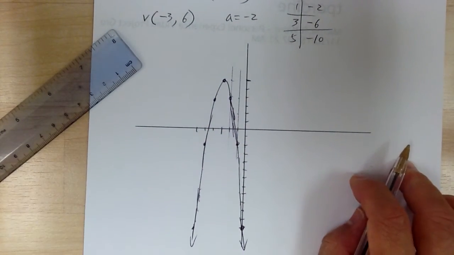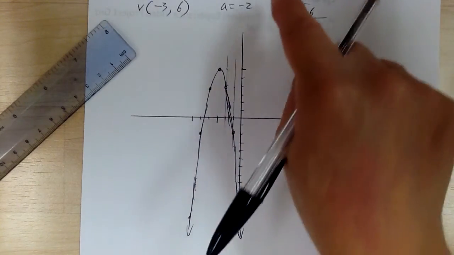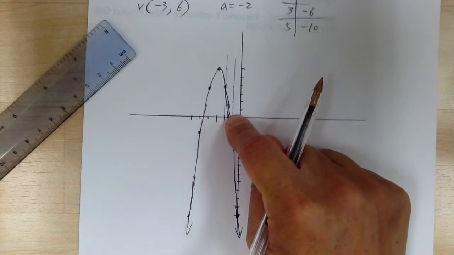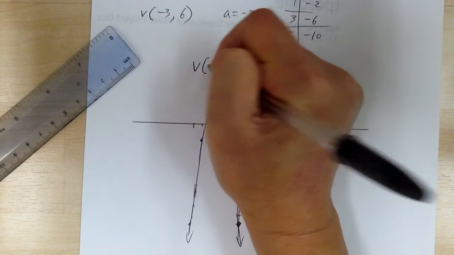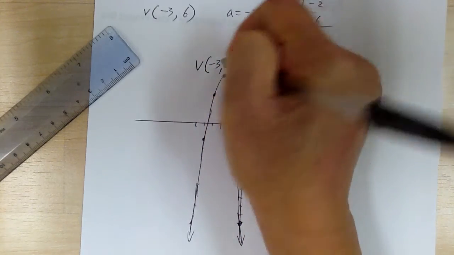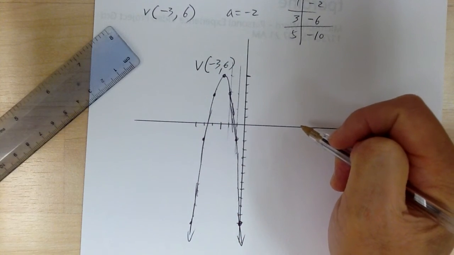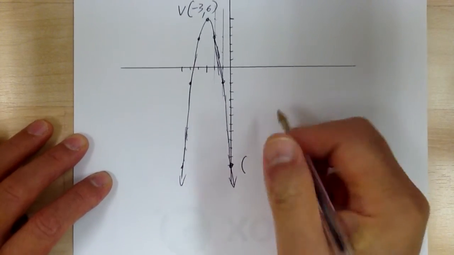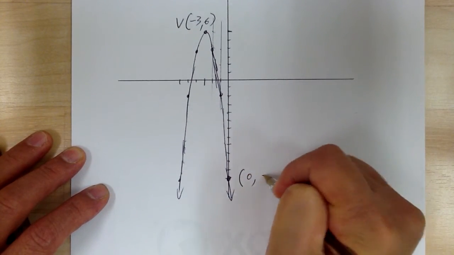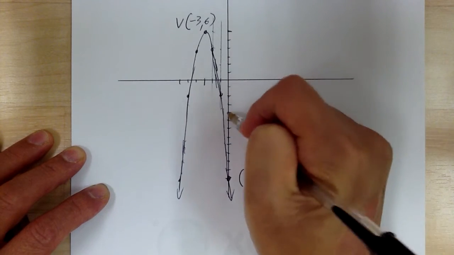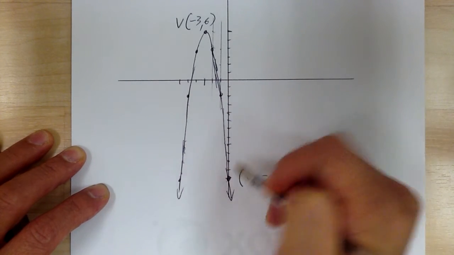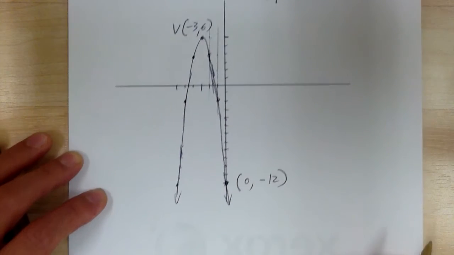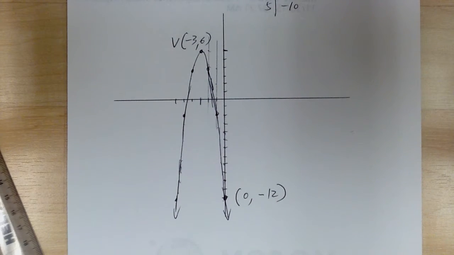Okay? And make sure you answer the question. So it says sketch the graph. Okay, we did that. Label the vertex. Okay, vertex is negative 3, 6. So did that. And the point where the parabola crosses the y-axis. So it crosses over here. So this would be 0, negative 12. Okay, and that's everything. Okay, so it's not too bad.